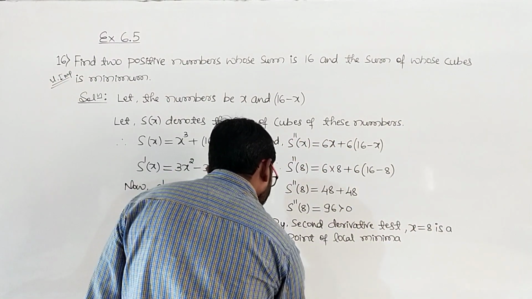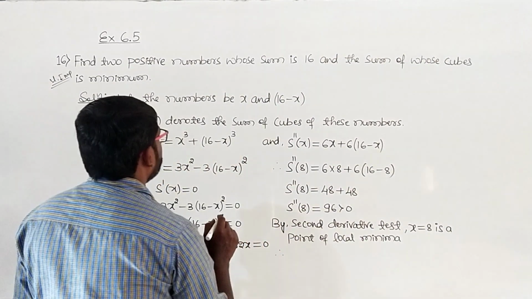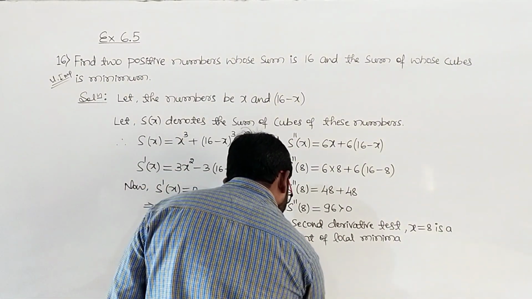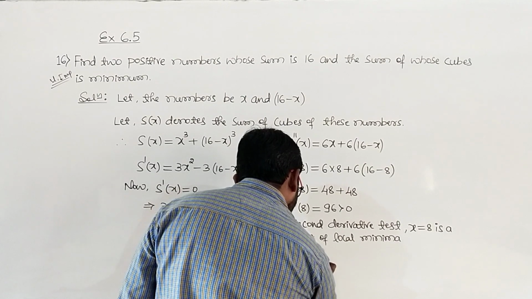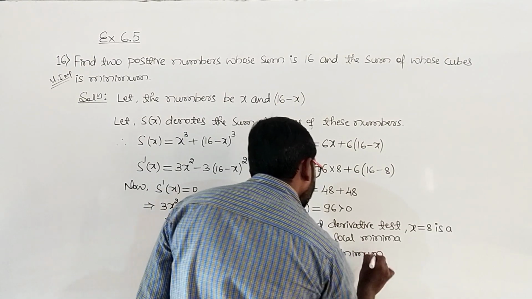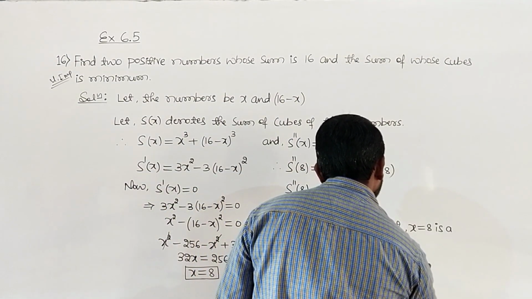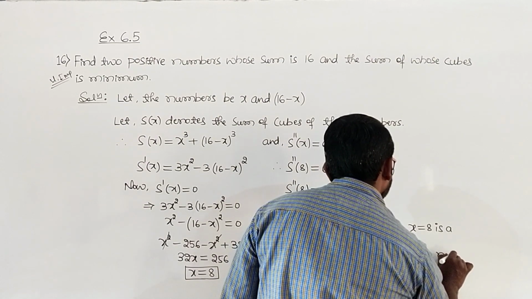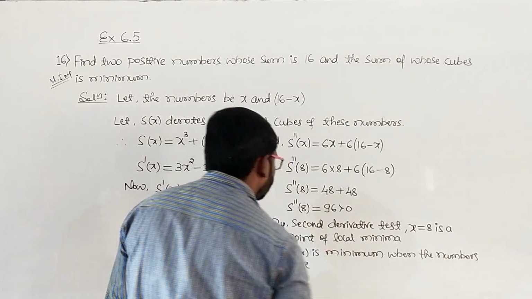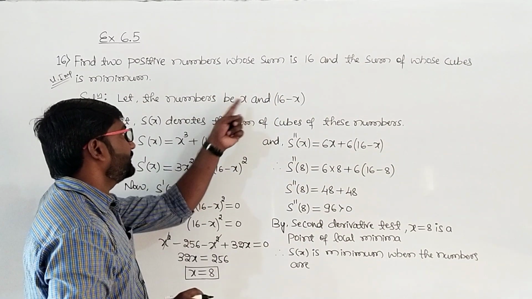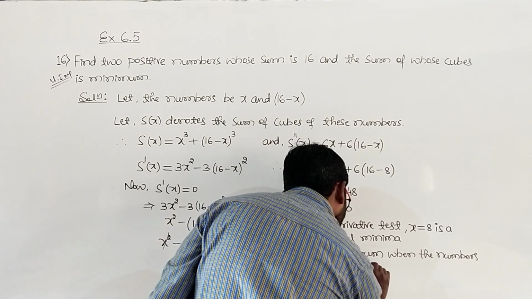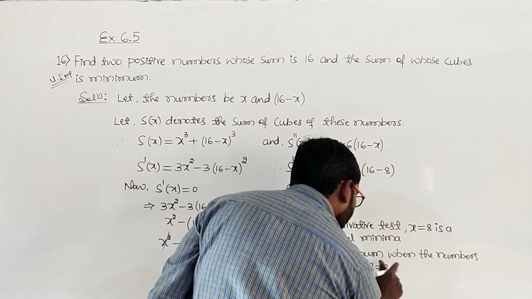Therefore, the sum of the cubes of these numbers is minimum when the numbers are, what are the numbers now? x and 16 minus x. x means it is 8. When the numbers are 8 and 16 minus x, which means 16 minus 8, which equals 8. So both the numbers are 8 here.